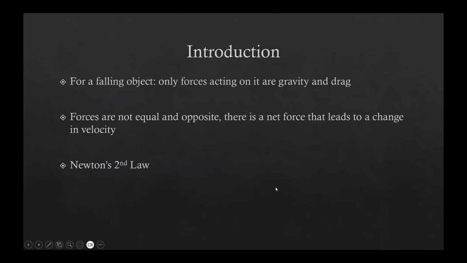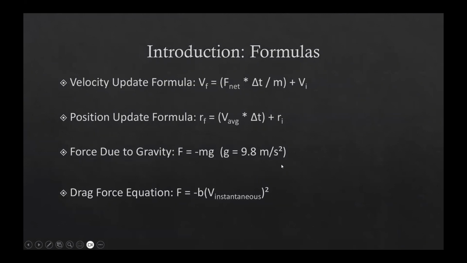To start, a falling object only has two forces acting on it, which is the force of gravity and the force of air or drag in the opposite direction. These forces are not equivalent, and so there is a net force that leads to a change in the object's velocity. This is shown and explained by Newton's second law, which states that an object that has a net force acting on it has a change in velocity, or an acceleration, which is equivalent to the net force acting on the object divided by the mass.